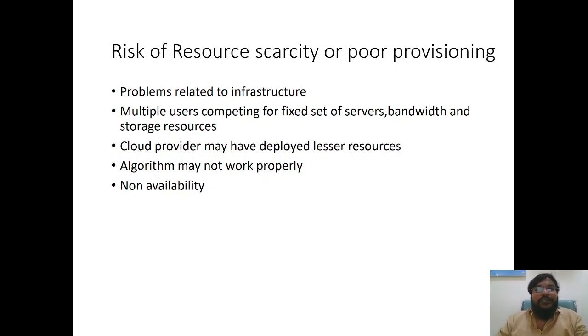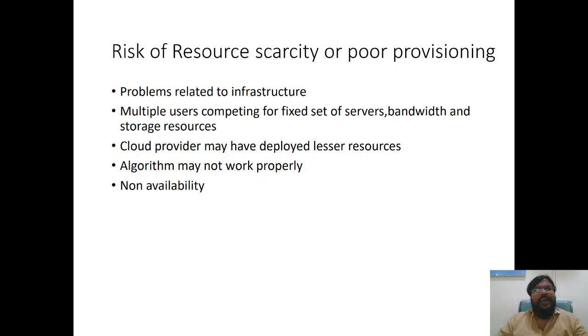What if a resource scarcity happens? Say, for example, a startup has started with a limited number of resources. They may invite some customers, or offer services publicly by using a public cloud. If the number of customers increases, and all of them require the same resource, then what happens? They run out of resources, right? So in a cloud environment, multiple users will be competing for a fixed set of servers, bandwidth, or storage resources.